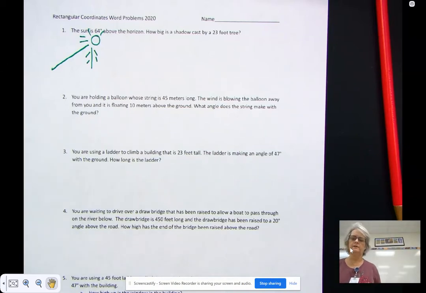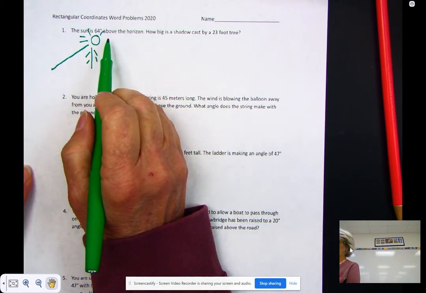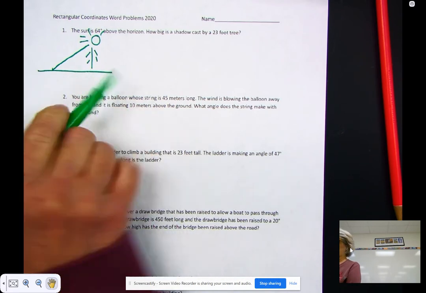Okay, so we're going to learn about rectangular coordinates today. So the trick to these problems is to draw a picture of what is happening in the problem. So the first one says the sun is 64 degrees above the horizon. So the horizon is going to be here.